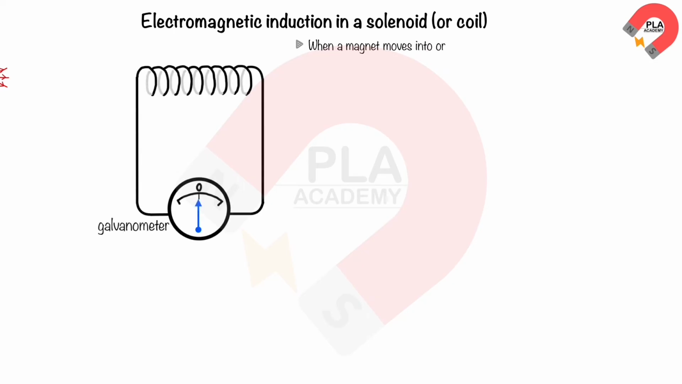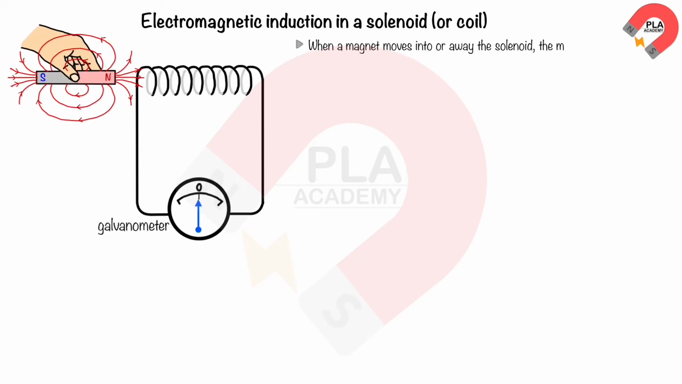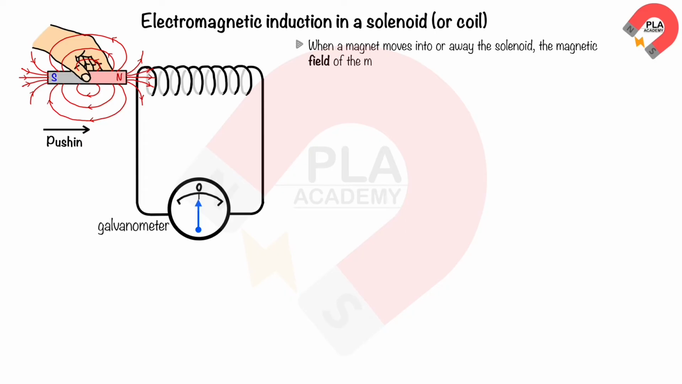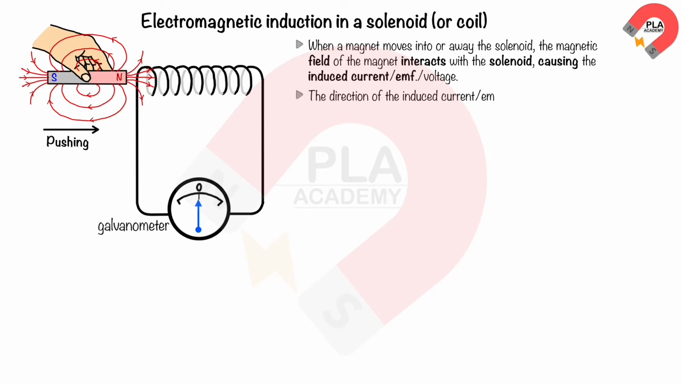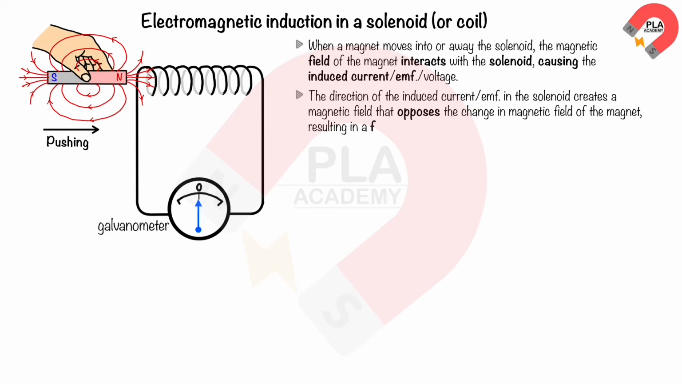We can conclude the electromagnetic induction in a solenoid or coil as: when a magnet moves into or away from the solenoid, the magnetic field of the magnet interacts with the solenoid, causing the induced current, or EMF, or voltage to flow in the solenoid. The direction of the induced current in the solenoid creates a magnetic field that opposes the change in magnetic field of the magnet, resulting in a force exerted on the magnet in the opposite direction of its movement.